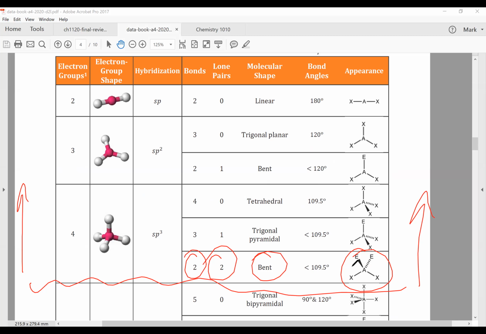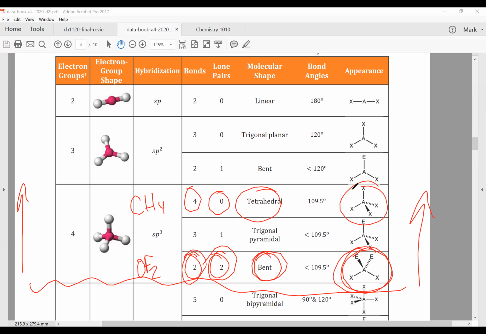Okay, so guys, the other chemical, so this would be the OF2. I have 2 bonds, 2 lone pairs. The shape would be bent, and it would look like this. The other shape I have would be CH4. 4 bonds, no lone pairs. The shape is tetrahedral, and this is what it would look like.